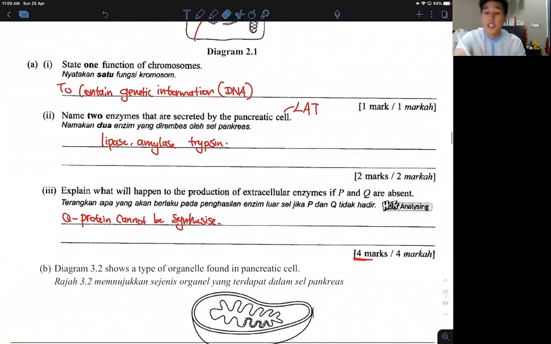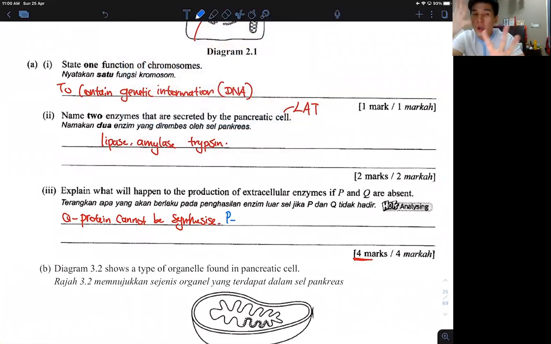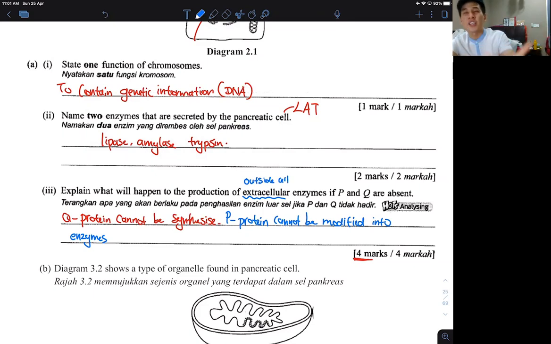So you need 3 marks for the Golgi apparatus. So P. You can use the three functions to explain also. If no Golgi apparatus, first you're unable to modify the protein into enzyme. So you can say protein cannot be modified into enzymes. By the way, if you're wondering what is extracellular enzymes, it just means enzymes that function outside the cell. Extra is out, cell is outside cell. Basically, the enzyme is for your body to digest food.